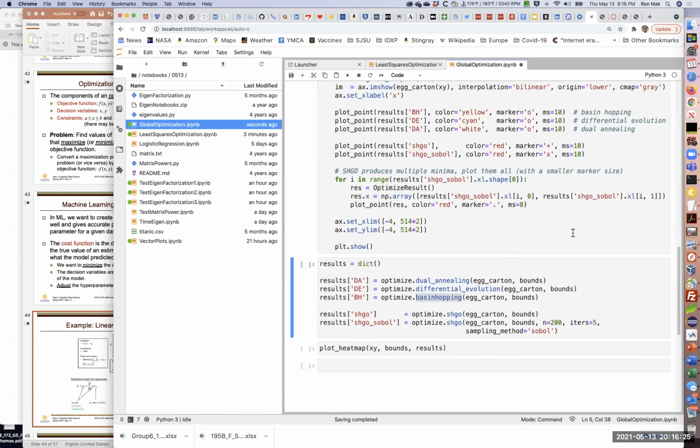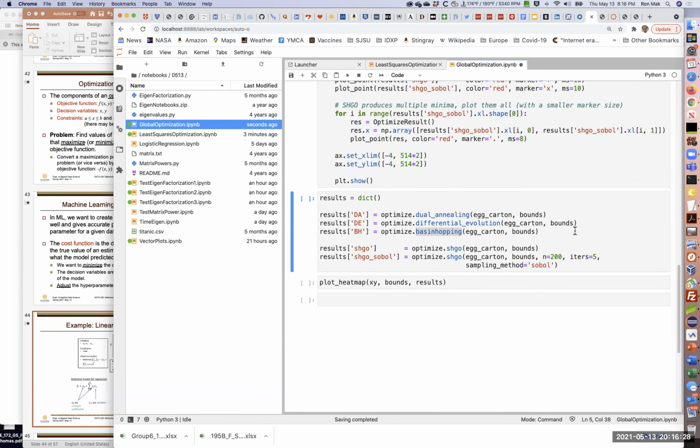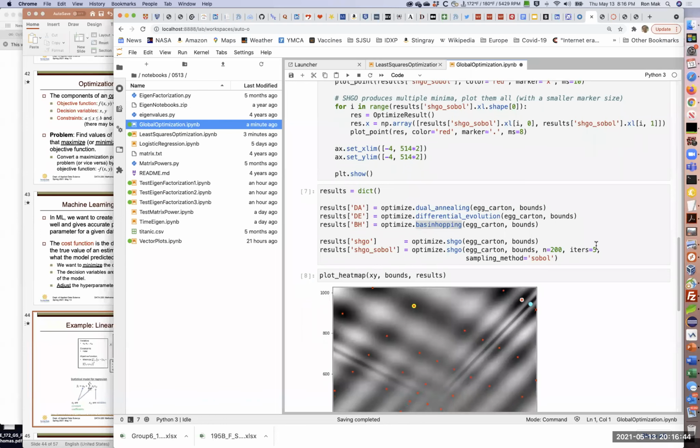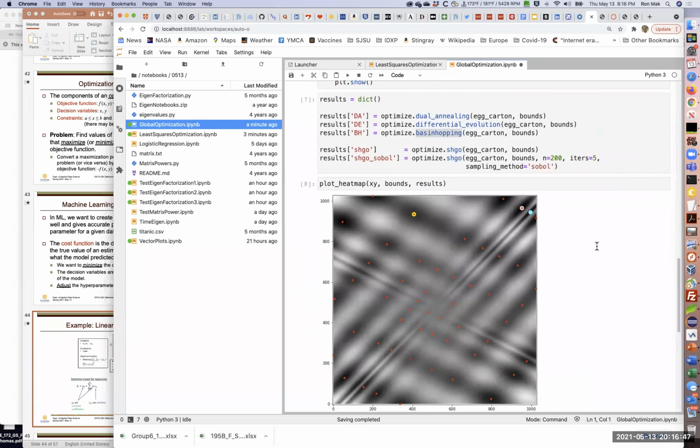And here we're going to now look for the local and global minima and show them on the heat map. That's the idea. So here we are getting the results from calling these various optimized functions. And there is the plot, and it looks like this.